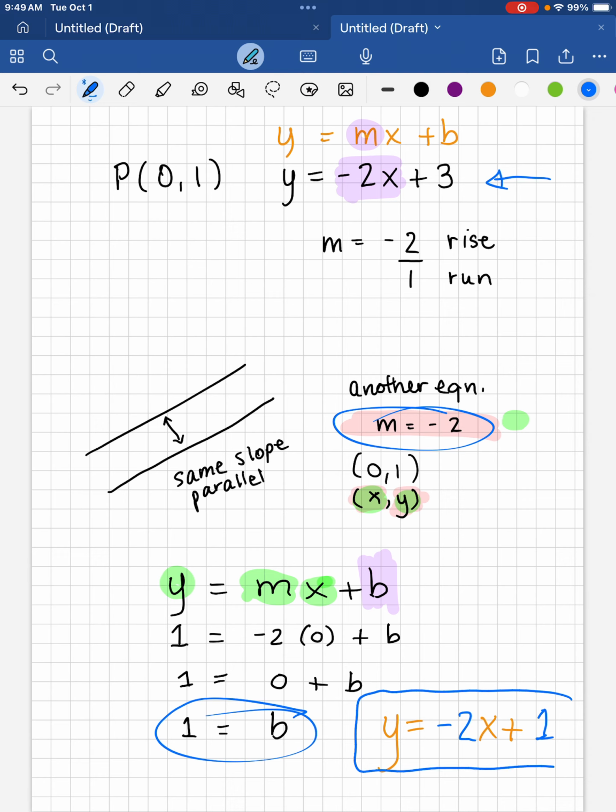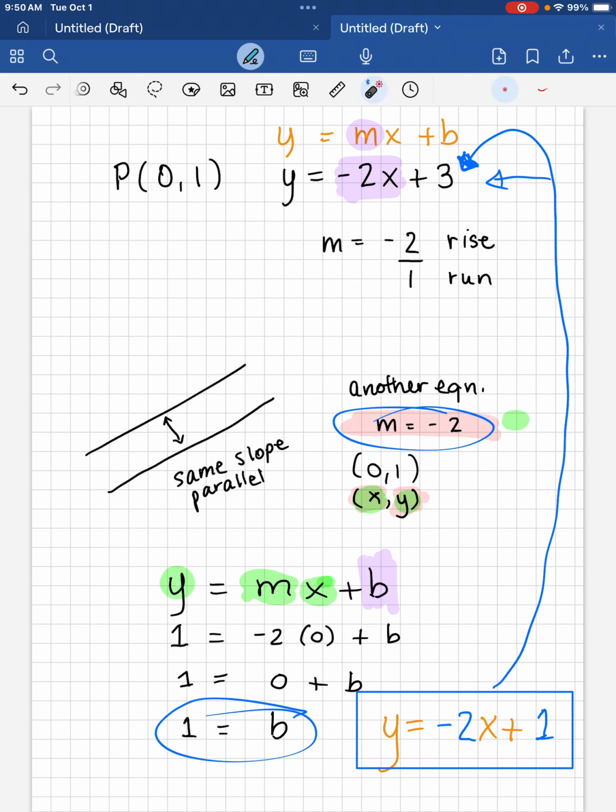So this equation right here is parallel to this one right here. They have the same slope. Here's the slope of this one, here's the slope of this one. You see it's the same. But this equation goes through the point (0, 1). So this is my answer.